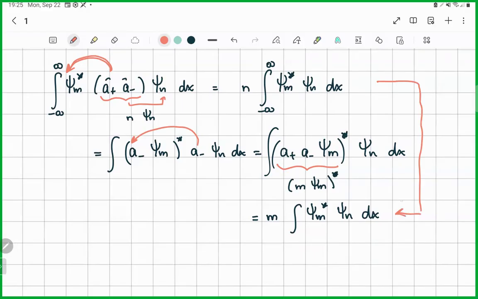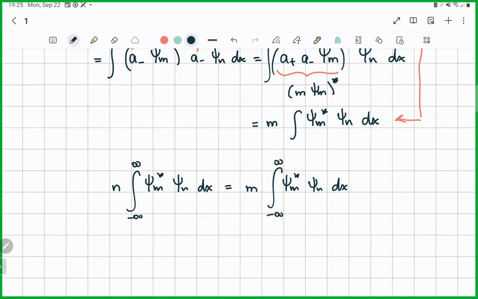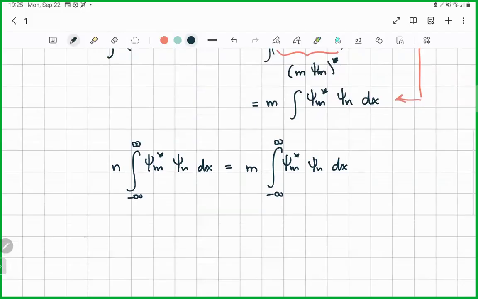Okay, that these two things are equal. All right, so let me write what we just have there. We have n integral of psi m conjugate psi n dx is equal to m integral of psi m conjugate psi n dx. Okay. All right. How can we have this equality? Well, if n is equal to m, for sure this is true. If n is equal to m, what we have above is true, because then we are just playing with this normalization, and so that equation above just tells us n equals m.